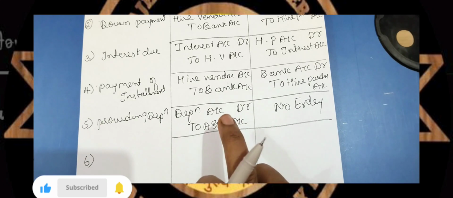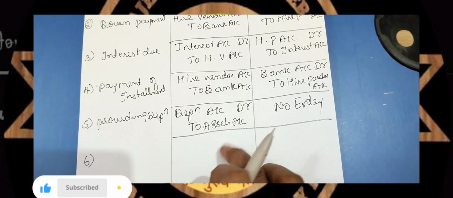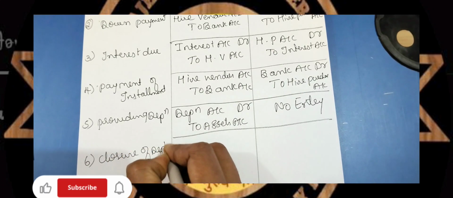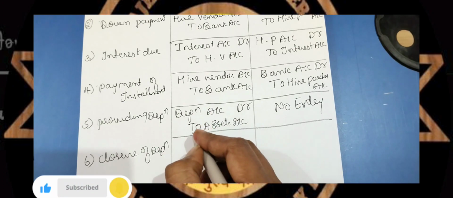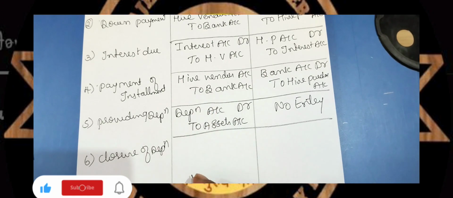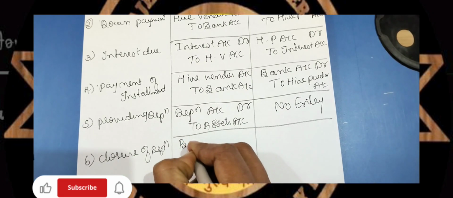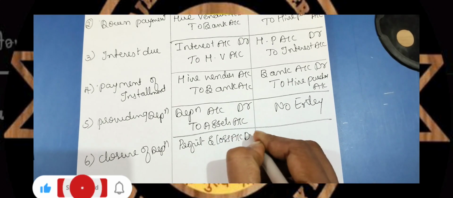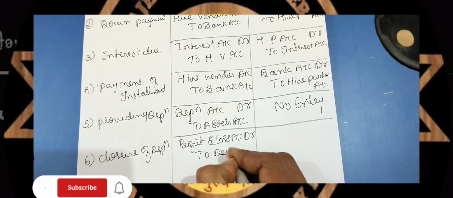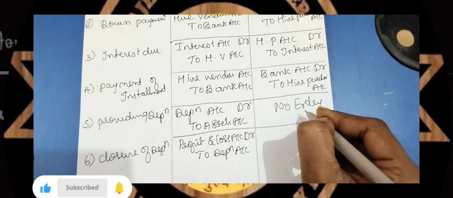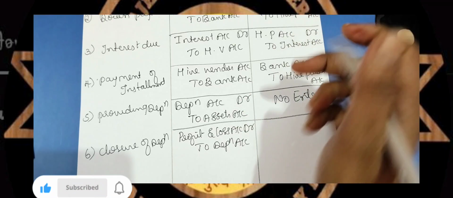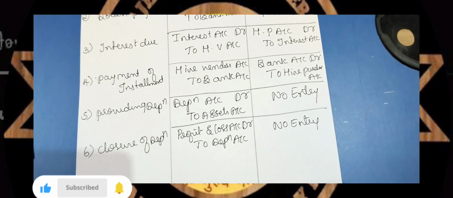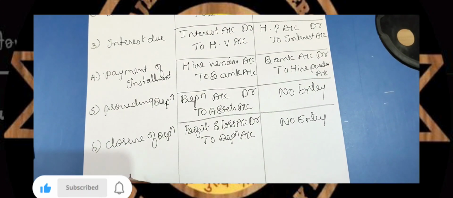depreciation. You have opened the depreciation account. You need to close the depreciation account. Closure of depreciation: you are closing by transferring depreciation to the profit and loss account. Profit and loss account debtor to depreciation account. Here you have not created depreciation, so there is no closure entry also. No entry. The last transaction is closure of interest.